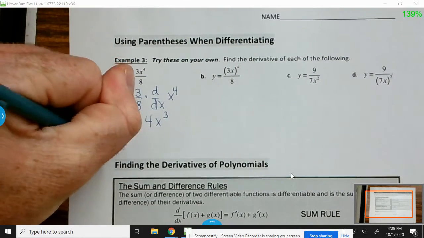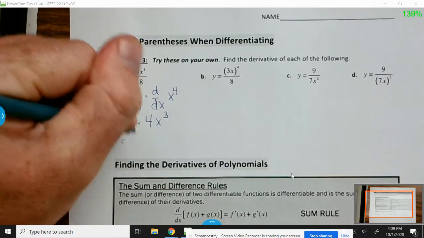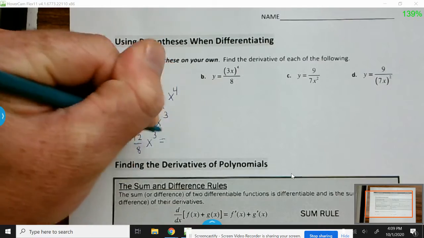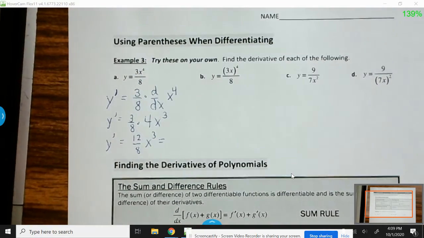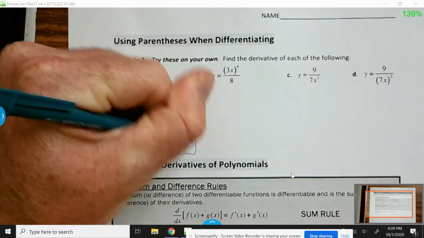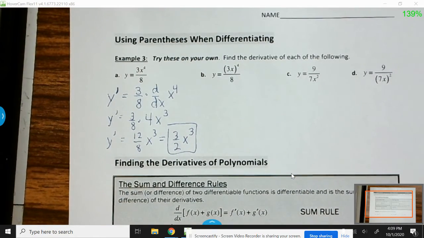That would be, by the power rule, 4x to the third, right? So y prime is 12 over 8. 3 times 4 is 12. X to the third. And I should always simplify fractions. So divide by 4, that becomes 3 over 2. X to the third. All right. All right, let's keep rolling with these. What about this one?